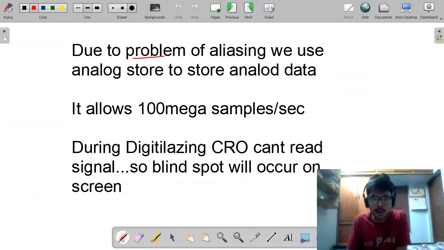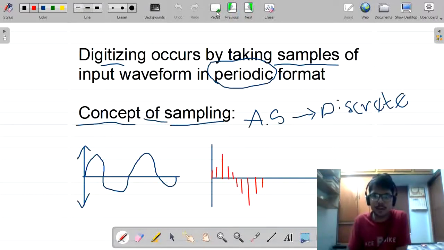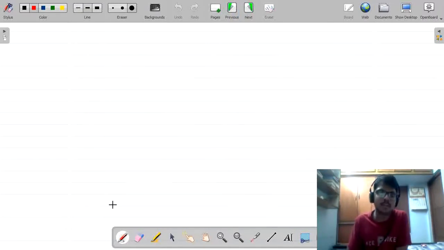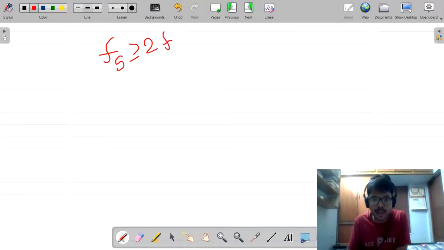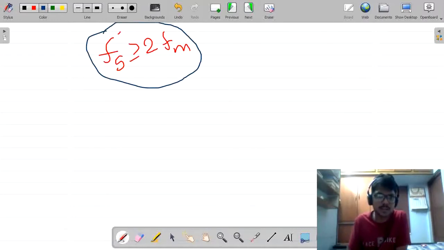Due to the problem of aliasing, another important point we need to notice is that this sampling process must satisfy the sampling theorem. What is the condition of the sampling theorem? Our sampling rate must be greater than or equal to 2 times the maximum frequency, right? It is the sampling theorem condition. It must be satisfied. We are familiar with this.